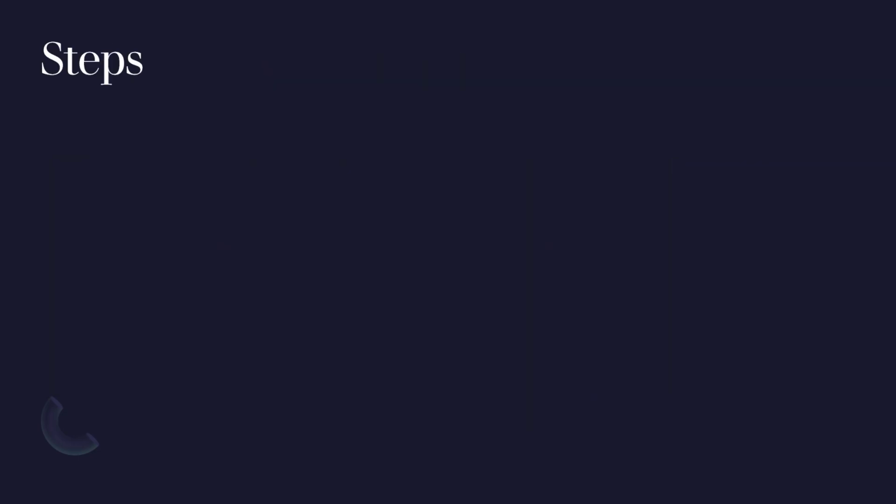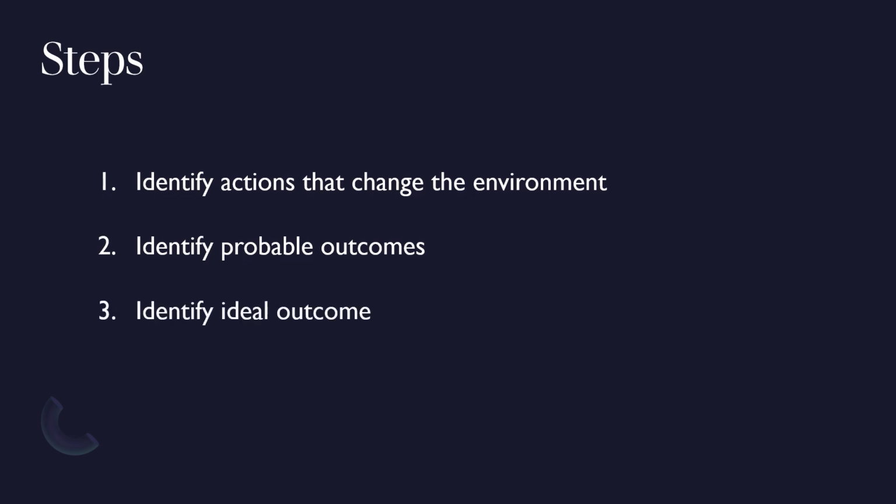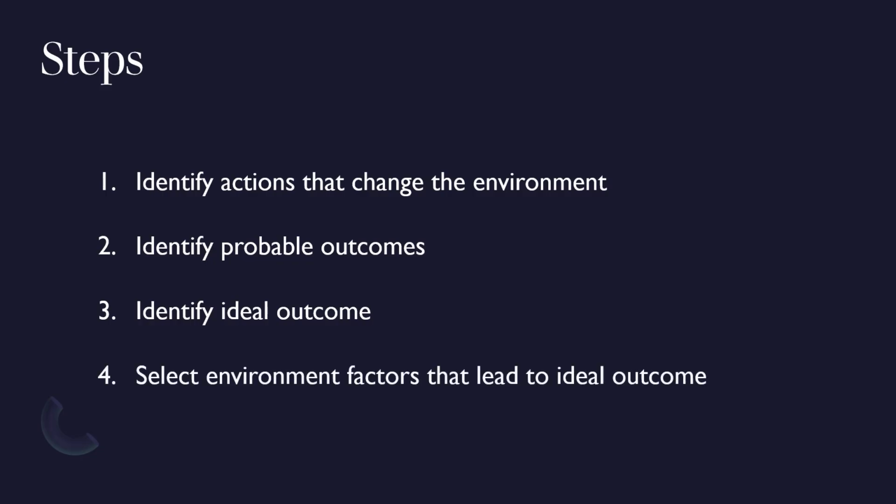So what are the steps that the social engineer will take? The first is to identify the actions that change the environment. The second is to identify the probable outcomes. The third is to identify his ideal outcome. And the fourth will be to select the environmental factors that lead to that ideal outcome.